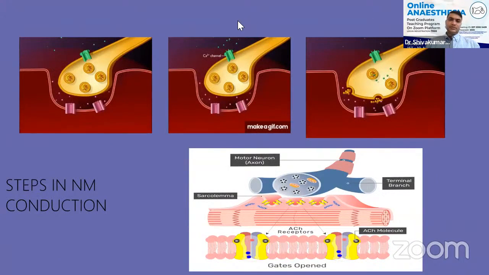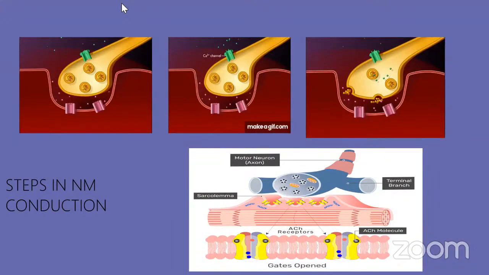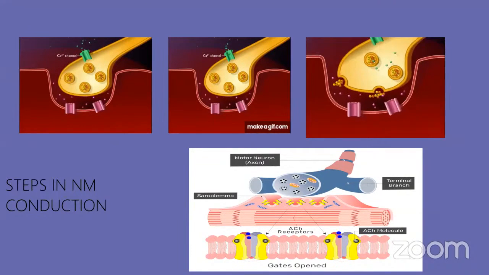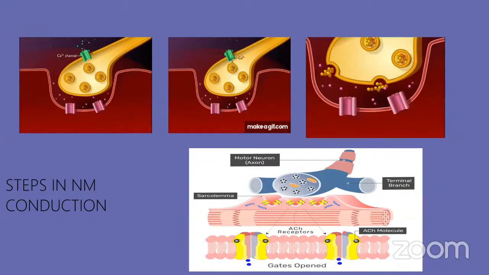So in this video, you can see how the action potential is generated. First, there is an action potential. When the action potential arrives at the presynaptic nerve endings, calcium will enter into the cells, which causes the release of vesicles, and acetylcholine is released into the synaptic cleft.